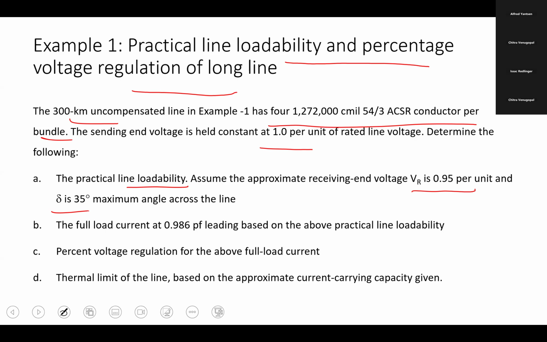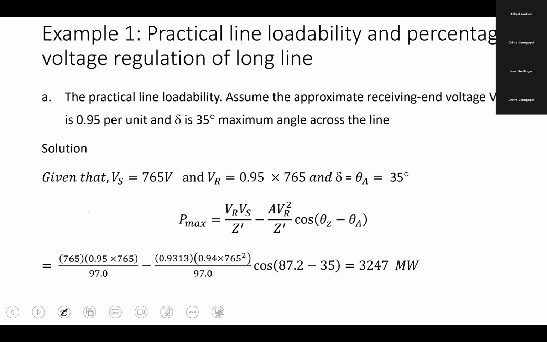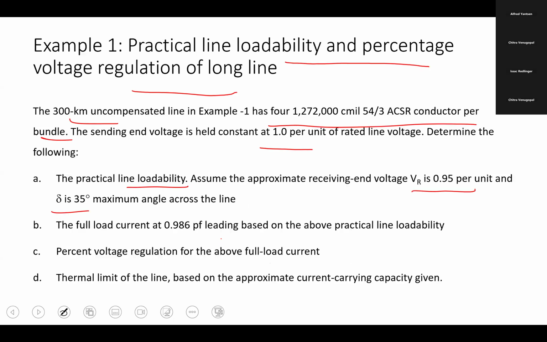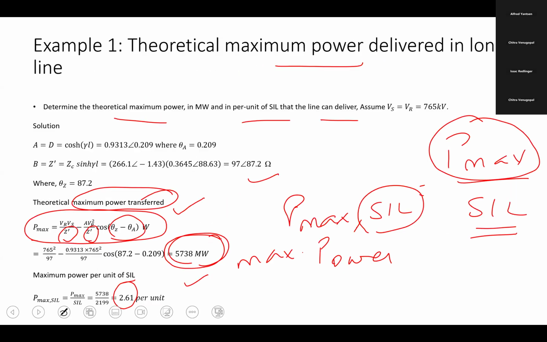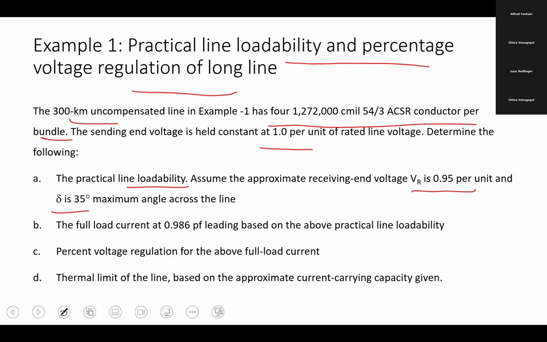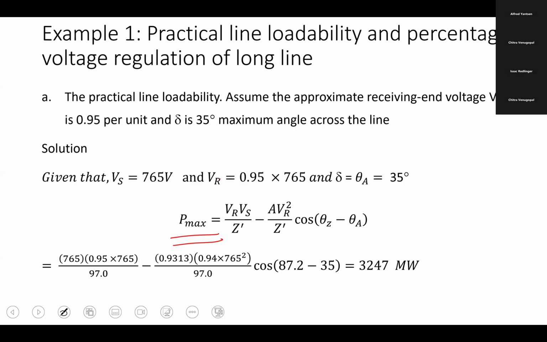Okay. So practical line loadability. We are taking the maximum power equation, the same maximum power equation that we talked about here, the maximum power transfer. Same maximum power, but here we are talking with respect to the loss. Because the sending end voltage and the receiving end voltage are not the same, after the losses, this is the amount of power that you are going to transfer. The delta is also changed here.